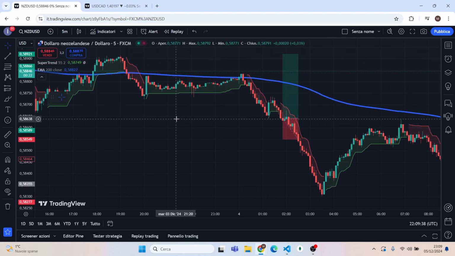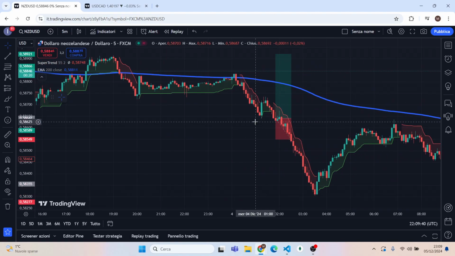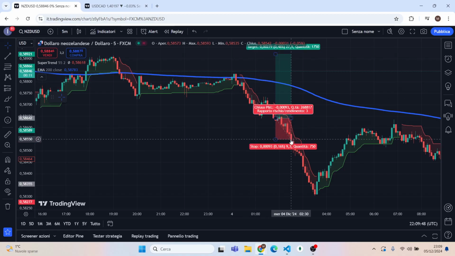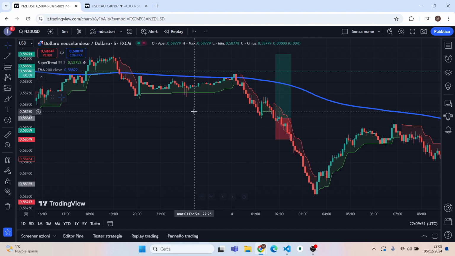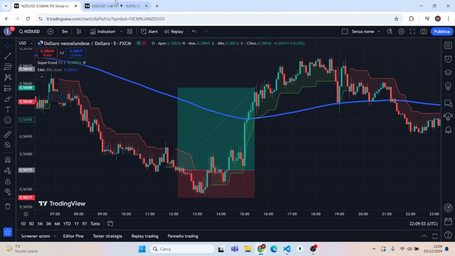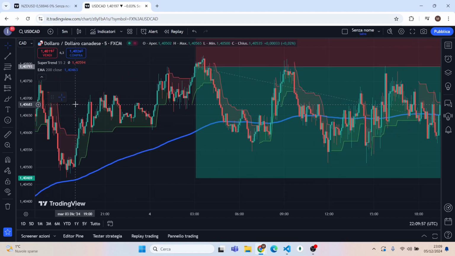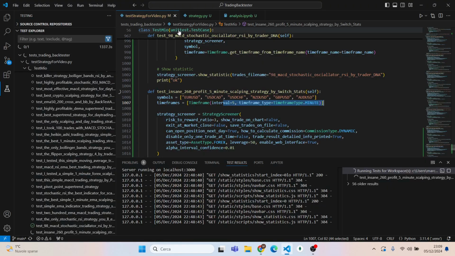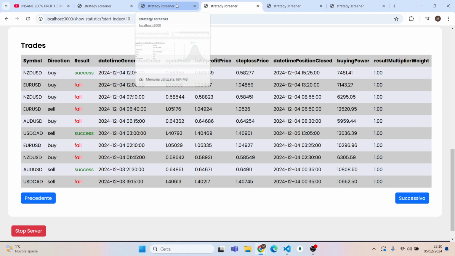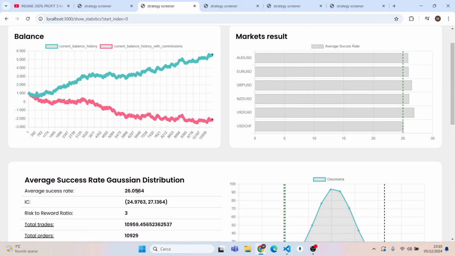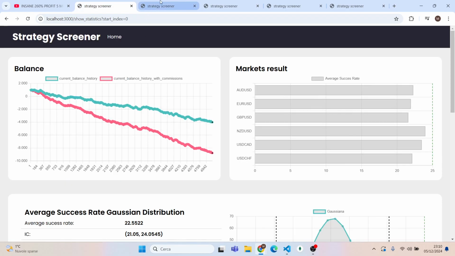Let's see a fail. Here, as you can see, I opened a buy position because the Supertrend turned red. We are below EMA 200, and as you can see, it was a fail. But we had two successes with a risk to reward ratio of 3. That's pretty good. In fact, let's see the basic result of the strategy. And as you can see, we have definitely better results than before with the default settings.